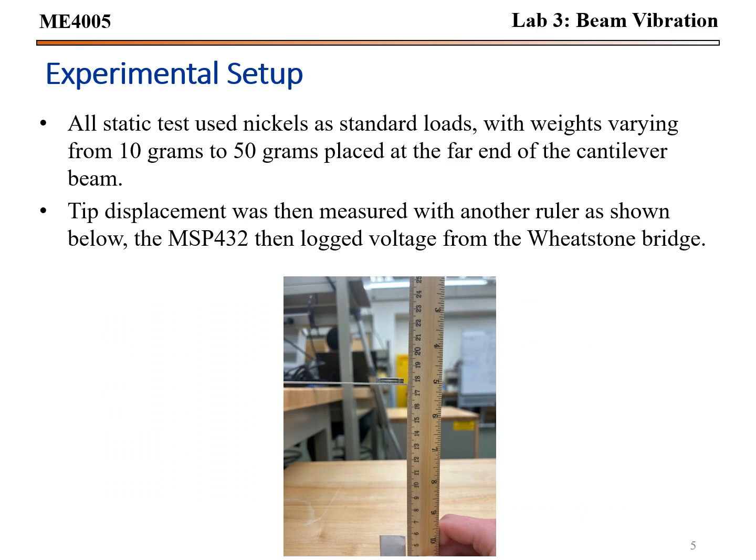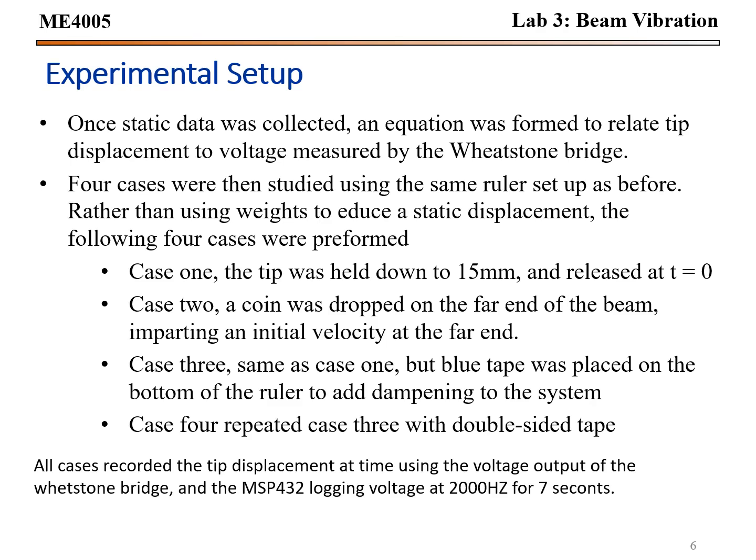All static tests used standard loads varying from 10 grams to 50 grams placed at the far end of the cantilever beam. Tip displacement was then measured with another ruler, as shown below, with the MSP432 used to log the voltage from the Wheatstone bridge. Once the data was collected, an equation was formed relating displacement to the voltage measured on the Wheatstone bridge. From there, 4 dynamic cases were studied.